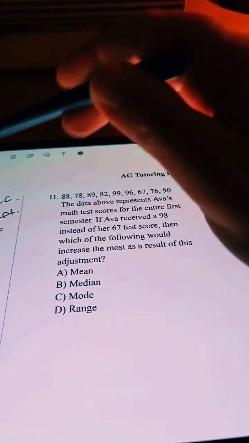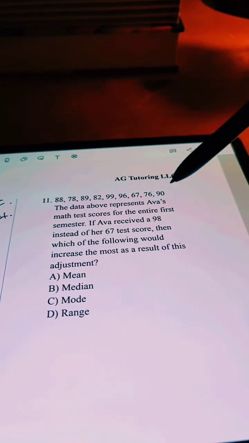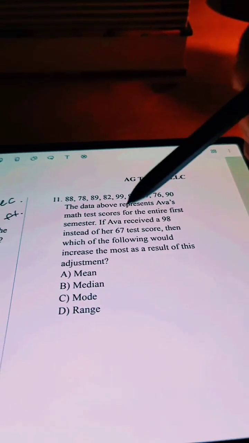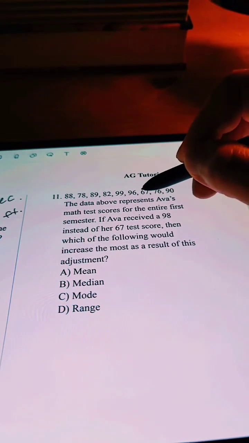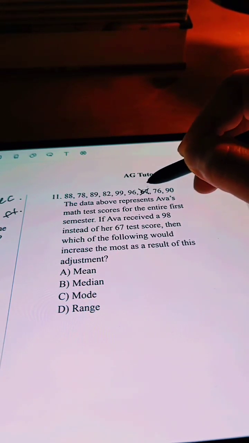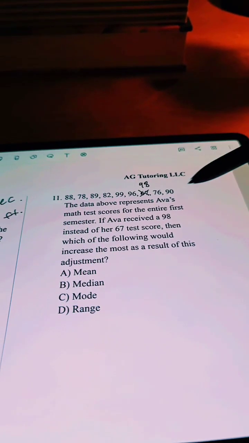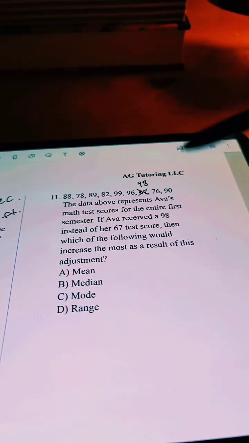So let's go to number 11 now. So we have the scores up there. The data above represents Ava's math test scores, so same scenario. But now it says if Ava received a 98 instead of a 67, so we're going to cross out this 67 and put a 98. Then which of the following would increase the most as a result of this adjustment?